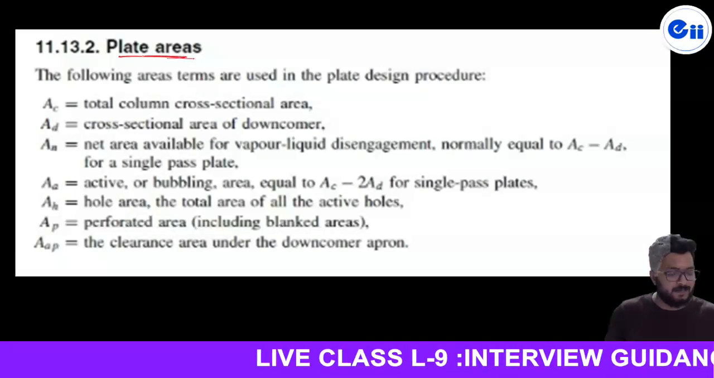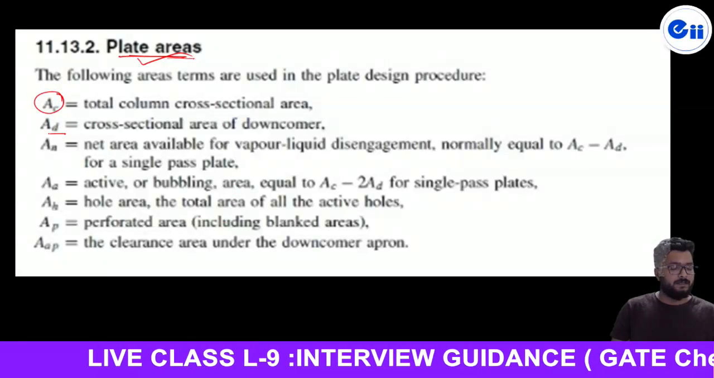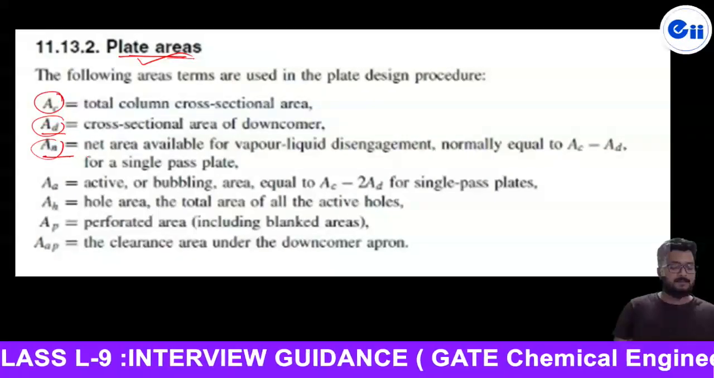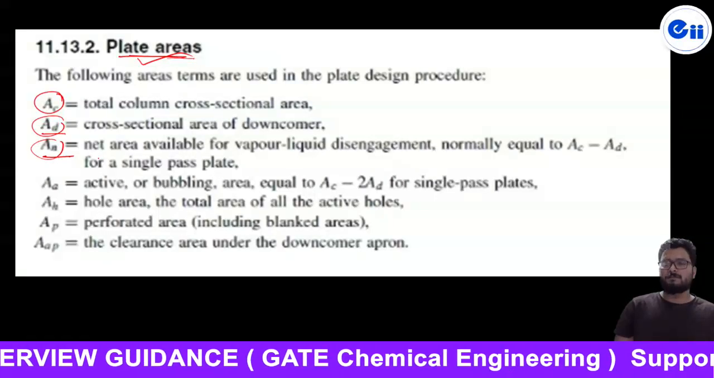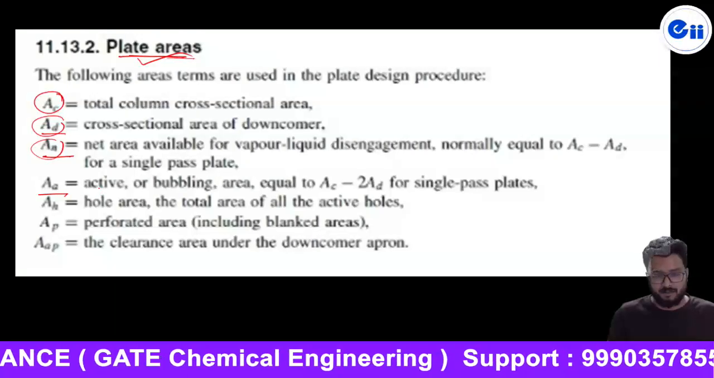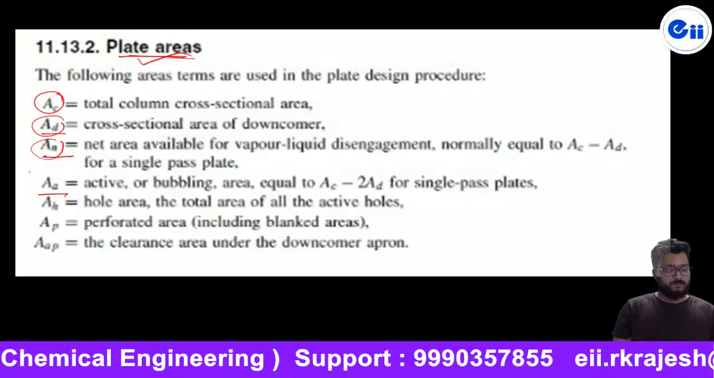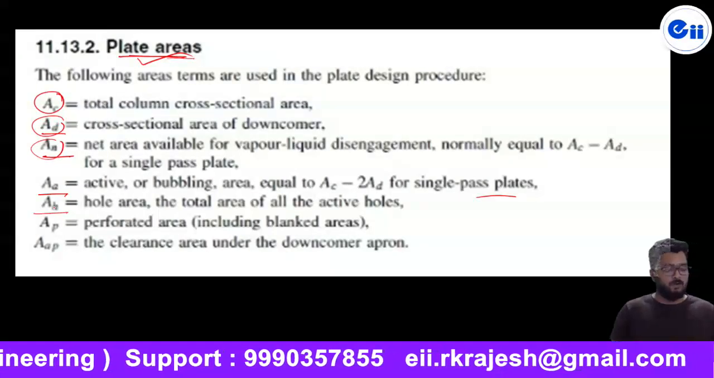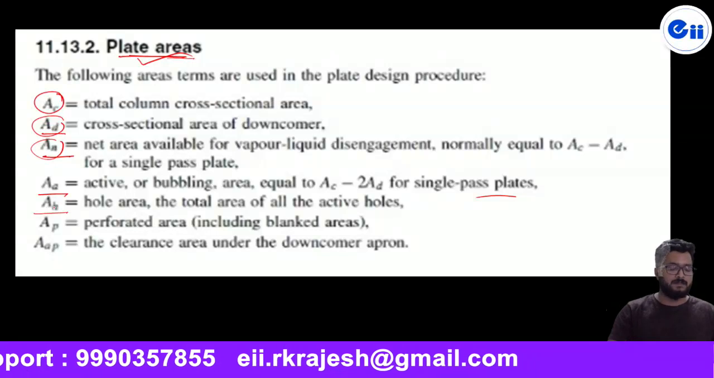So before this, I would like to recall plate areas. One is called the column area, AD is called the downcomer area, and AN is called the net area. Net area is the area for the vapor liquid disengagement, and that is column area minus downcomer area. Active area is also called the bubbling area. I've discussed many times, equal to column area minus 2 times downcomer area for a single pass plate, and AH is called the hole area, the total area of all active holes. एक प्लेट पे कितने भी होल्स हैं सबका एरिया AH हो गया.